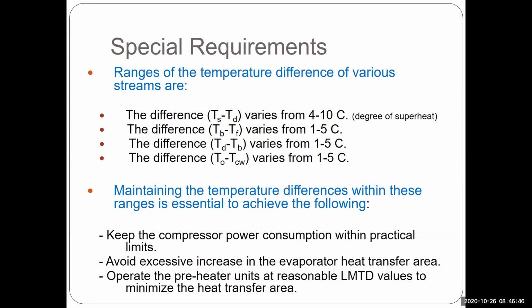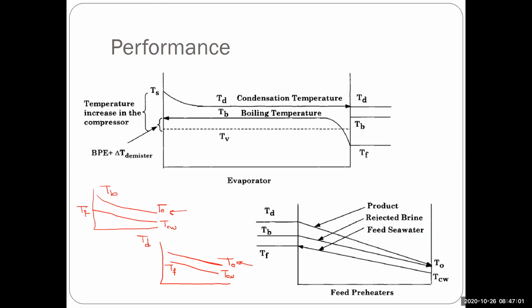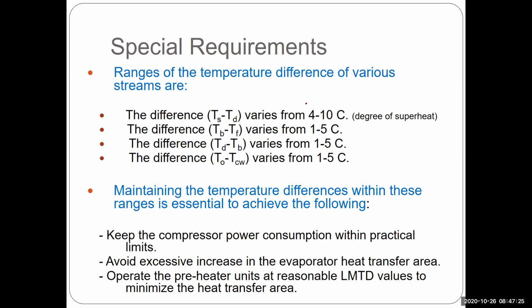When it comes to typical values that we have, Ts minus Td is between 4 to 10 degrees centigrade. And the Ts and the Td, to remind you, are these. This is basically Ts, which is the temperature of the vapor leaving the compressor. It will be desuperheated from Ts to Td in the evaporator. This temperature difference is going to be somewhere between 4 to 10 degrees centigrade, which is the degree of superheat.